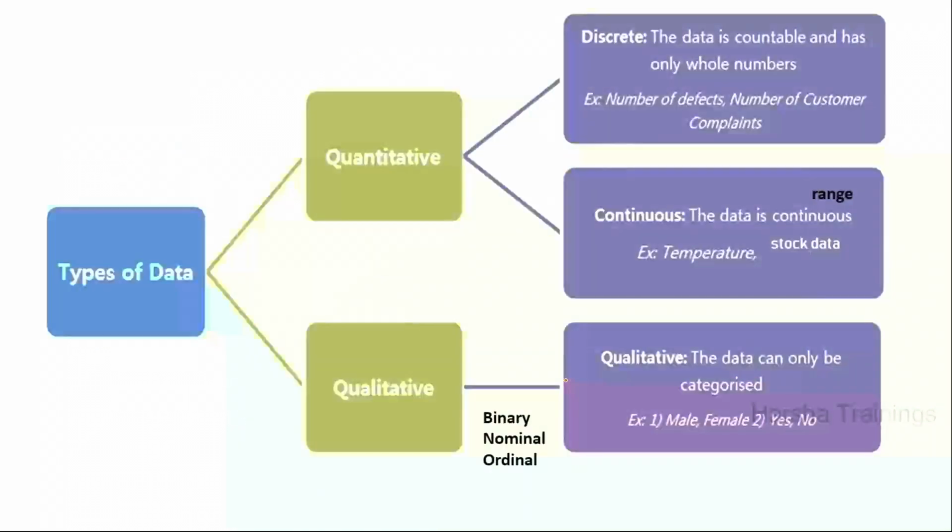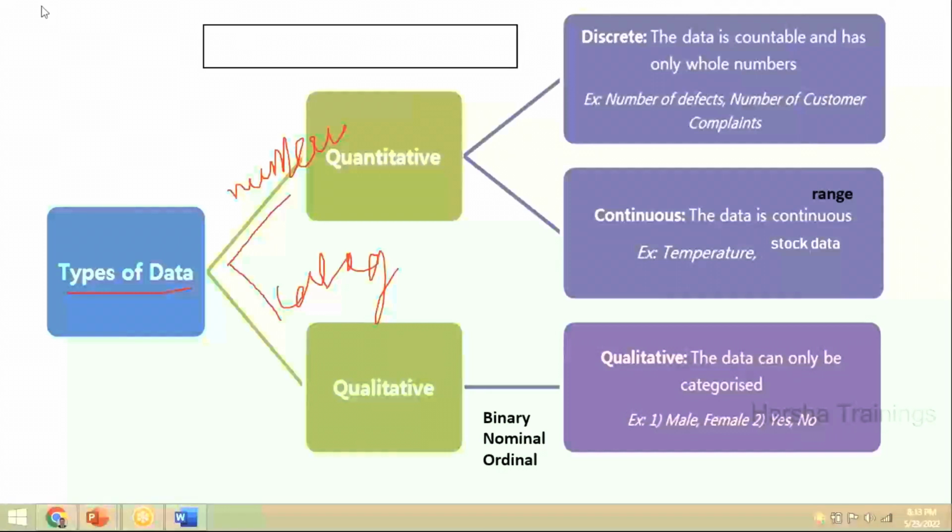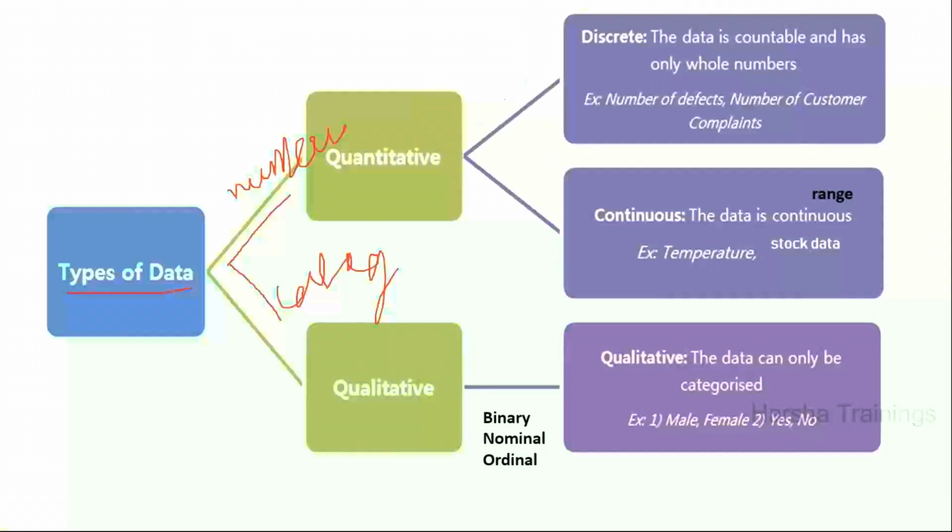Now, according to machine learning and data science, another way of dividing the types of data is this: we divide data into quantitative data, which is numerical data. Any numerical data I will call quantitative, and any categorical data I will call qualitative data. Numerical data is further divided into discrete data as well as continuous data.